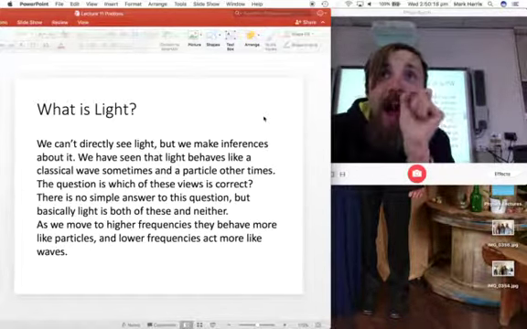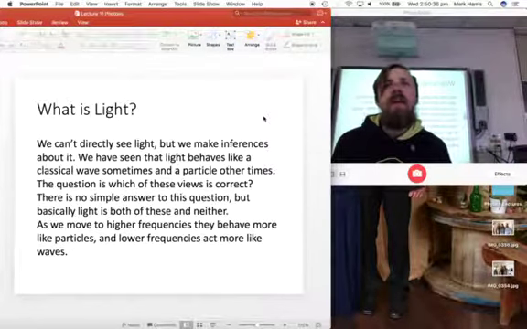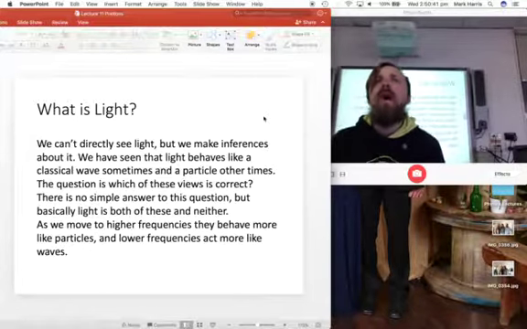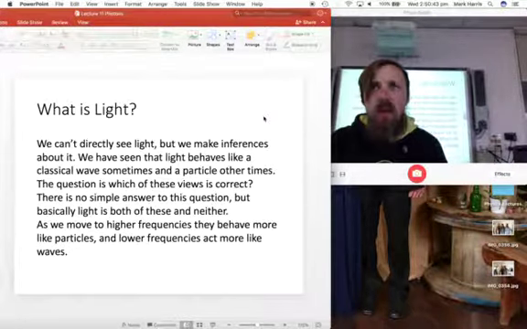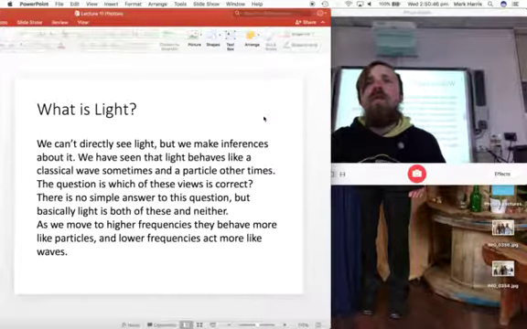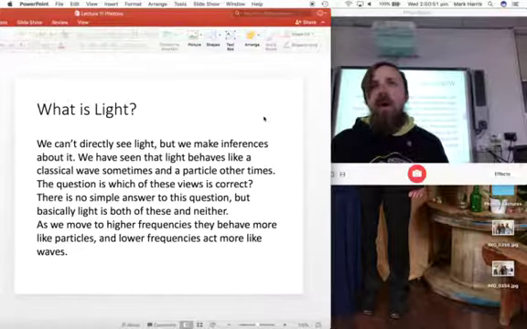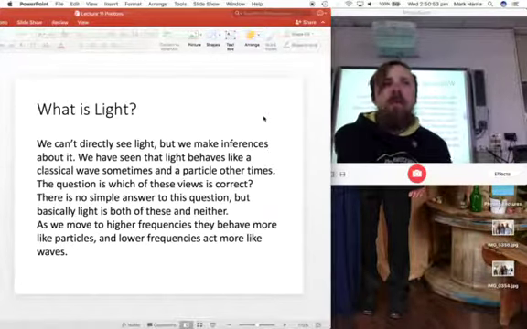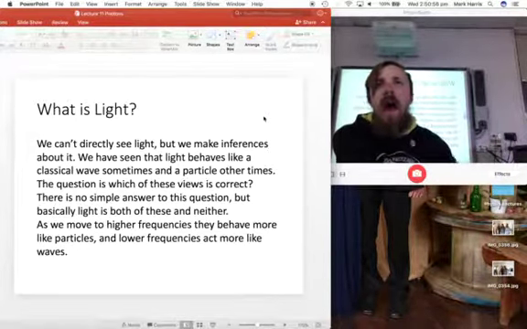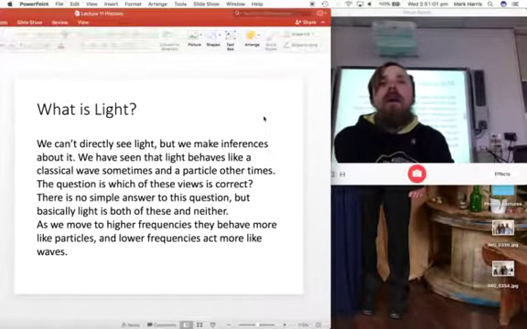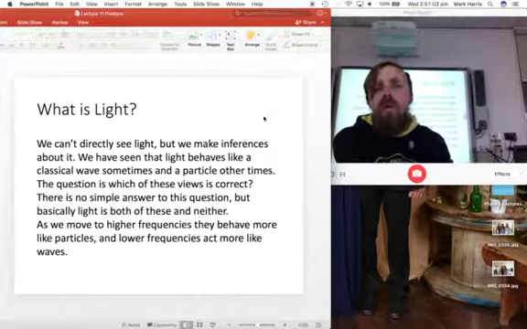There's no simple answer to that question. As we get to the higher frequencies, it acts more like a particle. As we get to the lower frequencies, it acts more like a wave. No one has ever observed a radio wave acting like a particle. No one has ever observed a cosmic ray or a gamma ray acting like a wave. Maybe one day, yes. It might be very difficult to do.